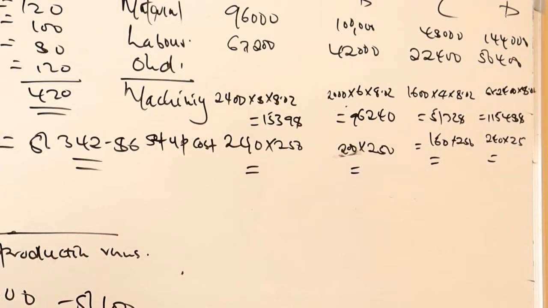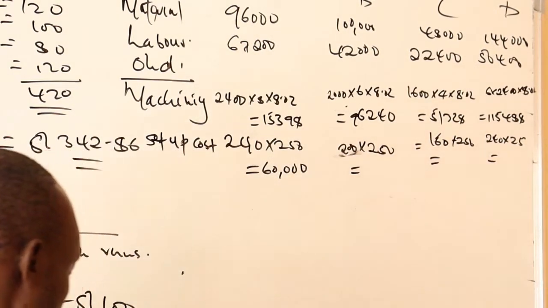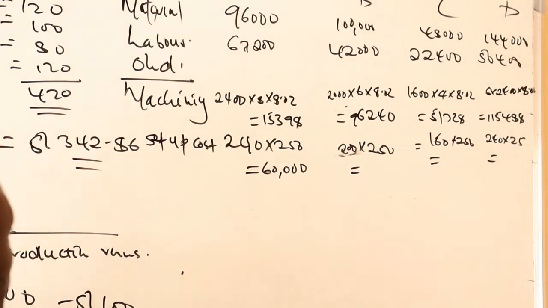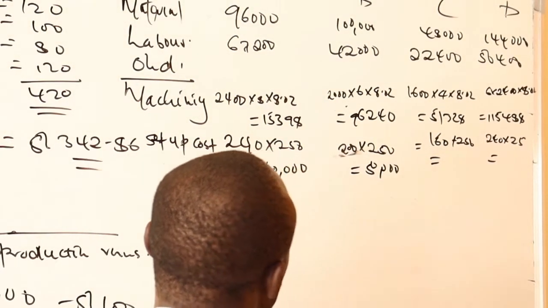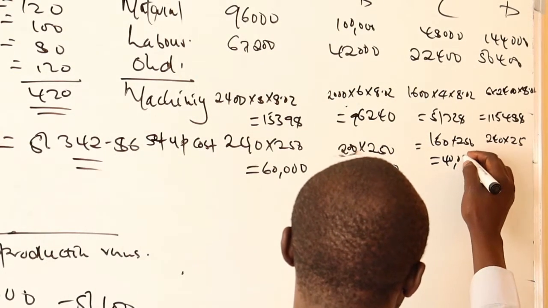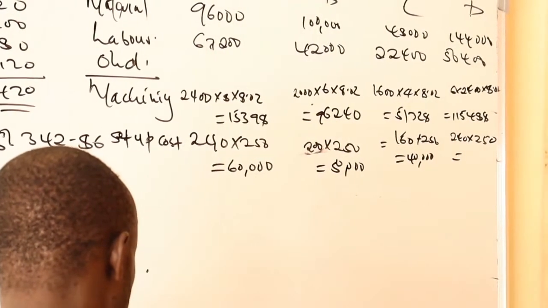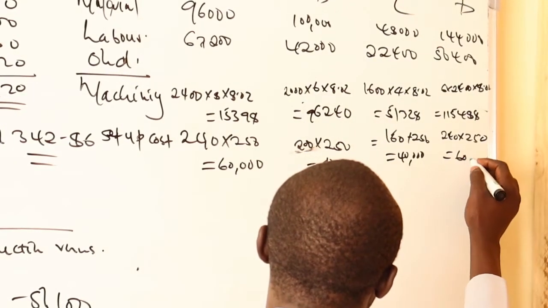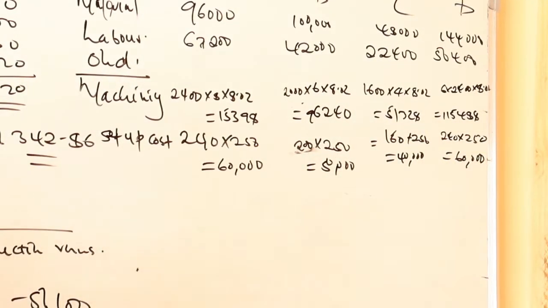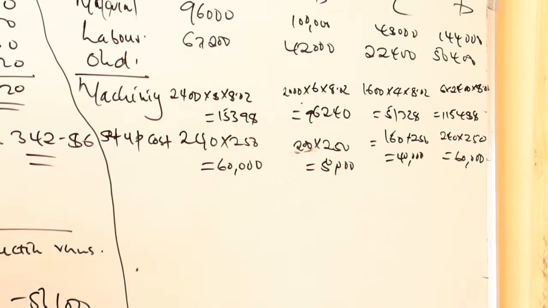So we'll do the answers. We do very fast. So this is 240 times 250. This is 60,000, so we write here 60,000. This is 200 times 250. This is 50,000. And then 160 times 250. This is 40,000. And then 240 times 250. This is 60,000. That is setup.